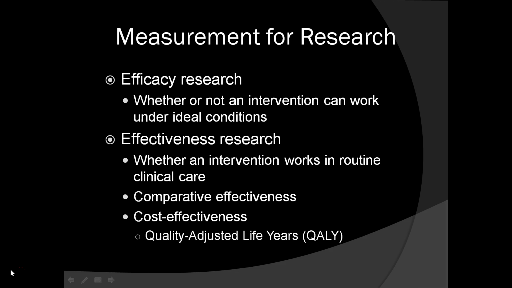Then you have cost effectiveness. Cost effectiveness research looks at the cost of a program or intervention associated with a given level of effectiveness. And then the quality adjusted life year is a year of life lived in less than perfect health compared to a year of life in perfect health. It is the measure of individual health most commonly used in cost effectiveness analysis.